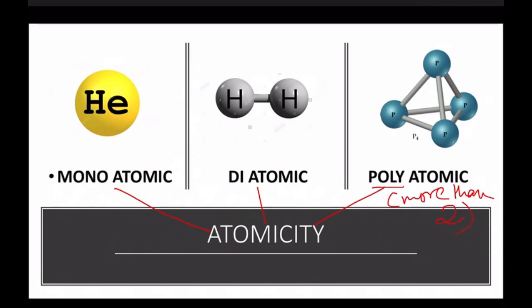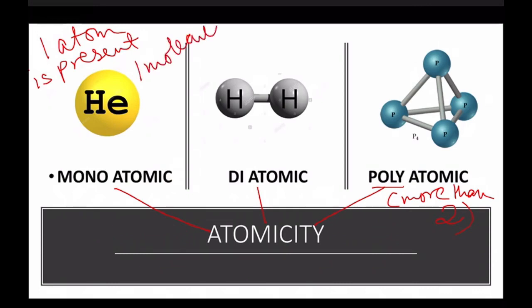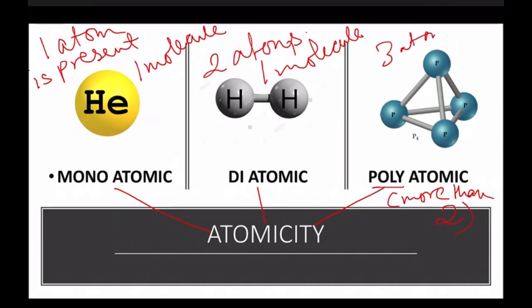So monoatomic means one atom is present in one molecule. Similarly, diatomic means two atoms are present in one molecule. Polyatomic means more than two, might be three atoms, four atoms, five atoms present in one molecule. Here, example of monoatomic is helium. One molecule of helium has got one atom of helium.